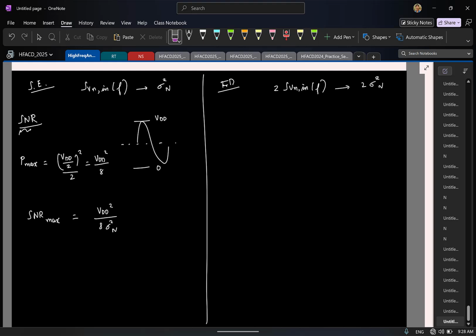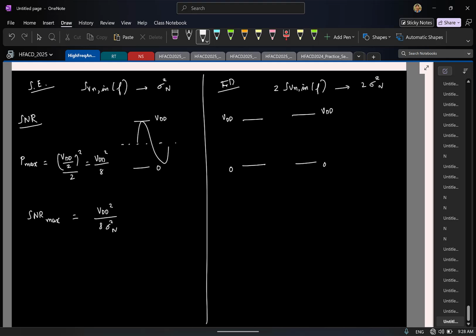Now let's look at the fully differential case. So even in the fully differential system, the supply is from 0 to VDD, right? But unlike a single-ended case, here the output or the input is not a single signal. It is the difference between two complementary signals.